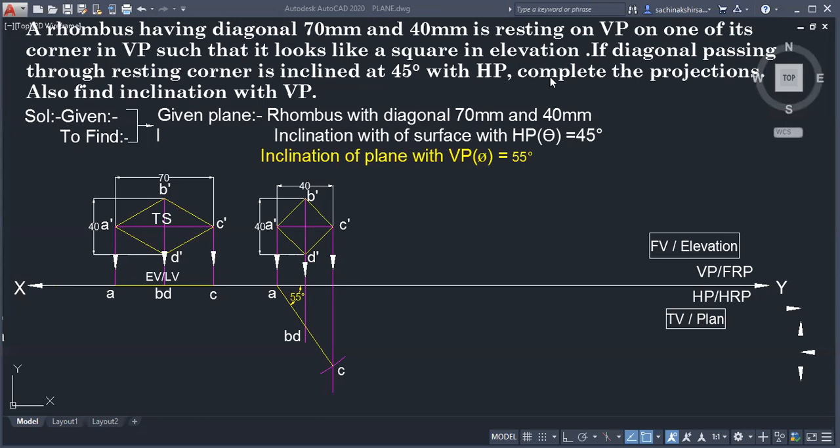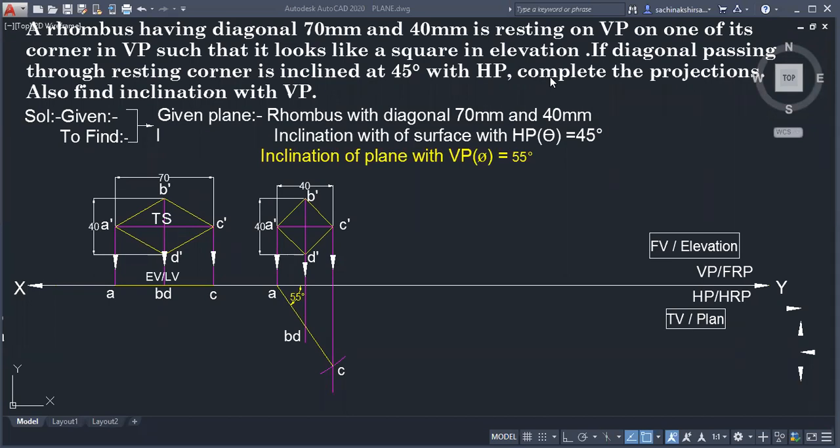Okay. Now here the most important thing. When we are giving inclination in the third stage, what have I told, what we have to do? Inclination with HP. Whose inclination do we want to give? AC. So in the second stage, is diagonal AC showing true length or apparent length? Apparent length. What is its true length? 70. And what is its apparent length? 40.